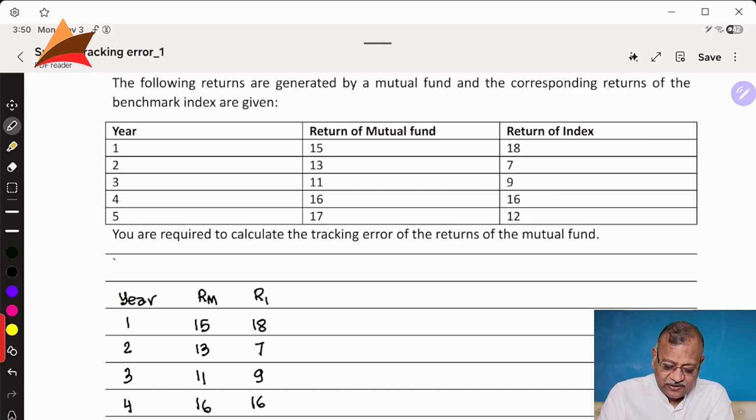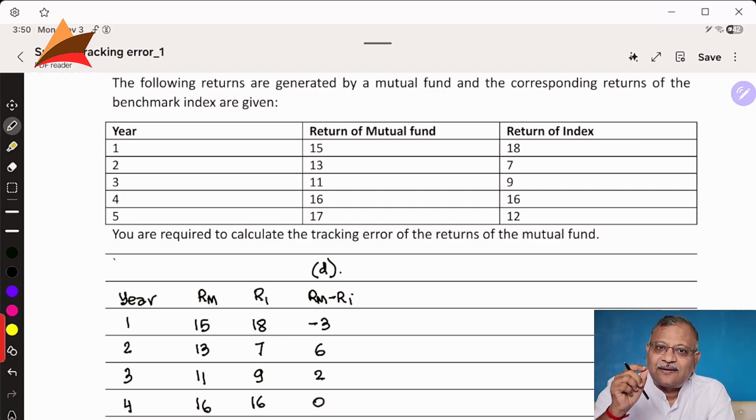So the first step is we find the difference between the mutual fund return and the benchmark's return. So that is RM minus RI. So 15 minus 18 is minus 3, 13 minus 7 is 6, 11 minus 9 is 2, 16 minus 16 is 0, and 17 minus 12 is 5. Now this is basically the difference, and let us indicate this difference by, say, D. Now we need to find the standard deviation of D.